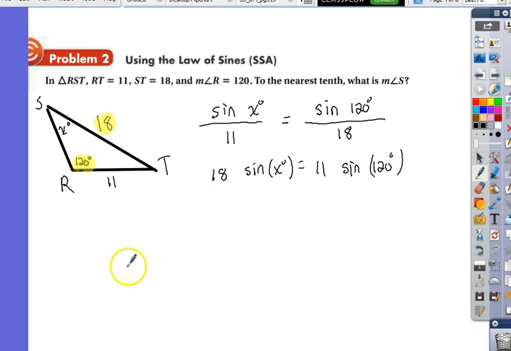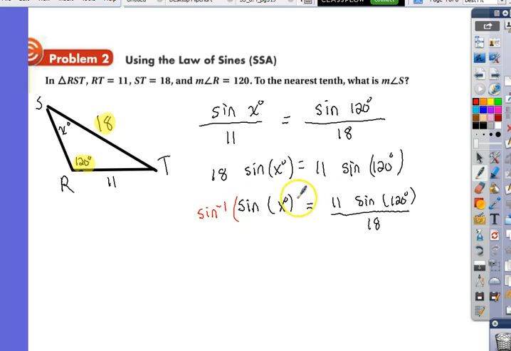How do I isolate X? I'm going to start out by dividing both sides by 18. So when I divide by 18, that gives me sine X is equal to 11 sine 120, all of that divided by 18. But I still haven't isolated X yet, have I? So I do the inverse. How do you undo a trig? You use the trig inverse. So see, nothing really new here. It just gets kind of, there's a lot of moving parts to it.